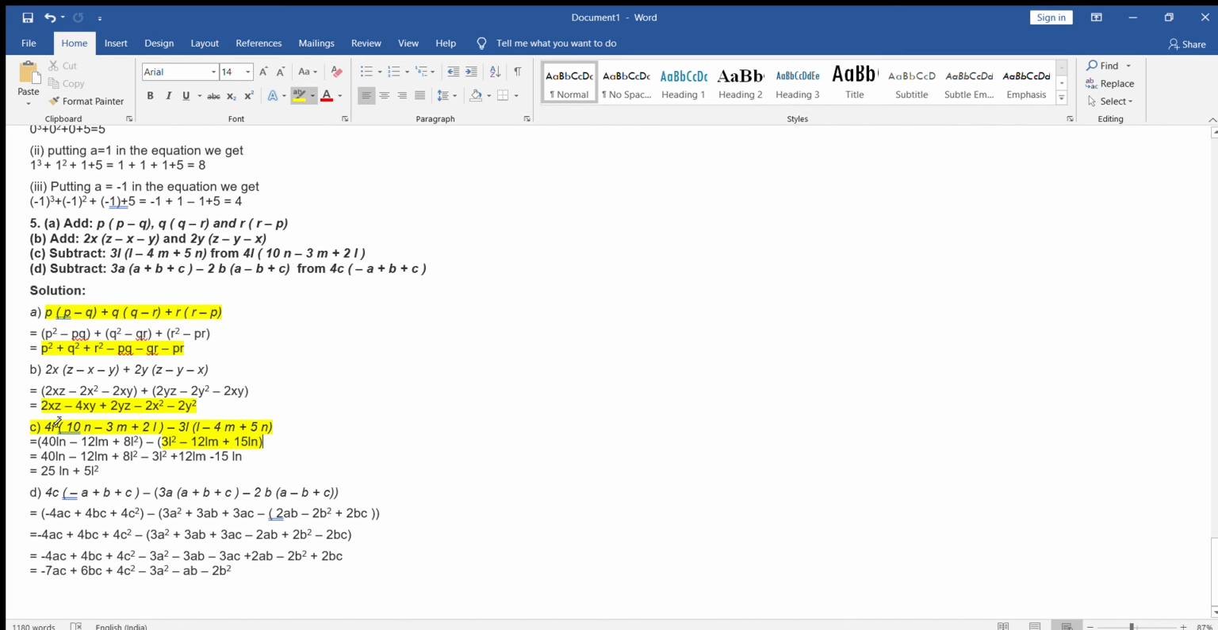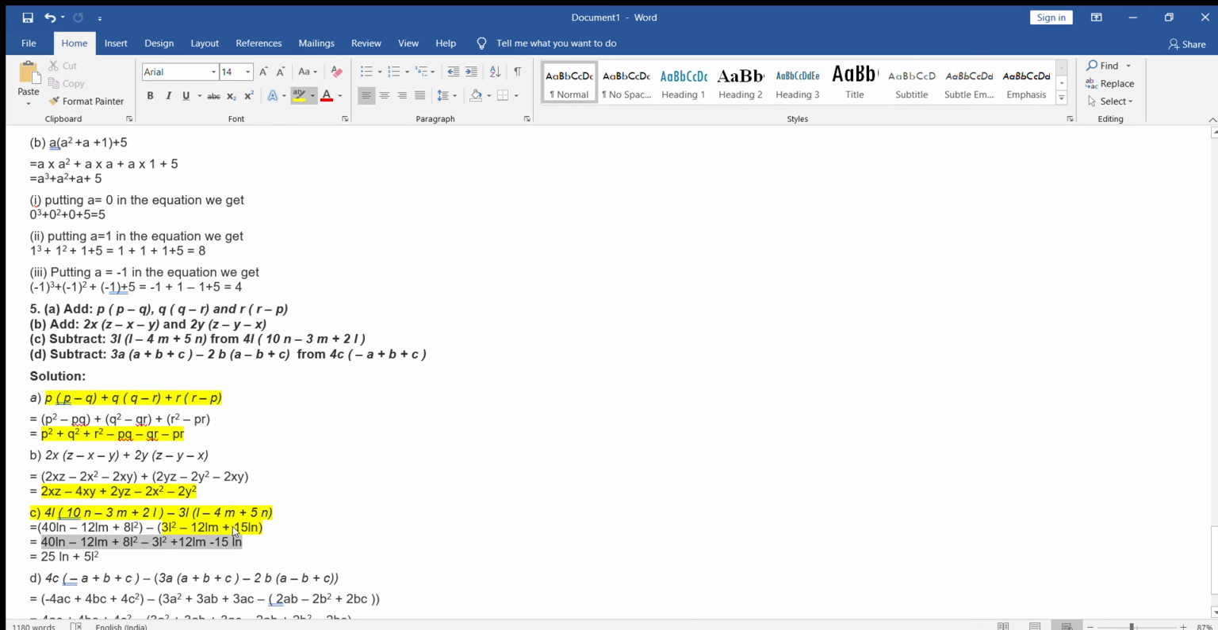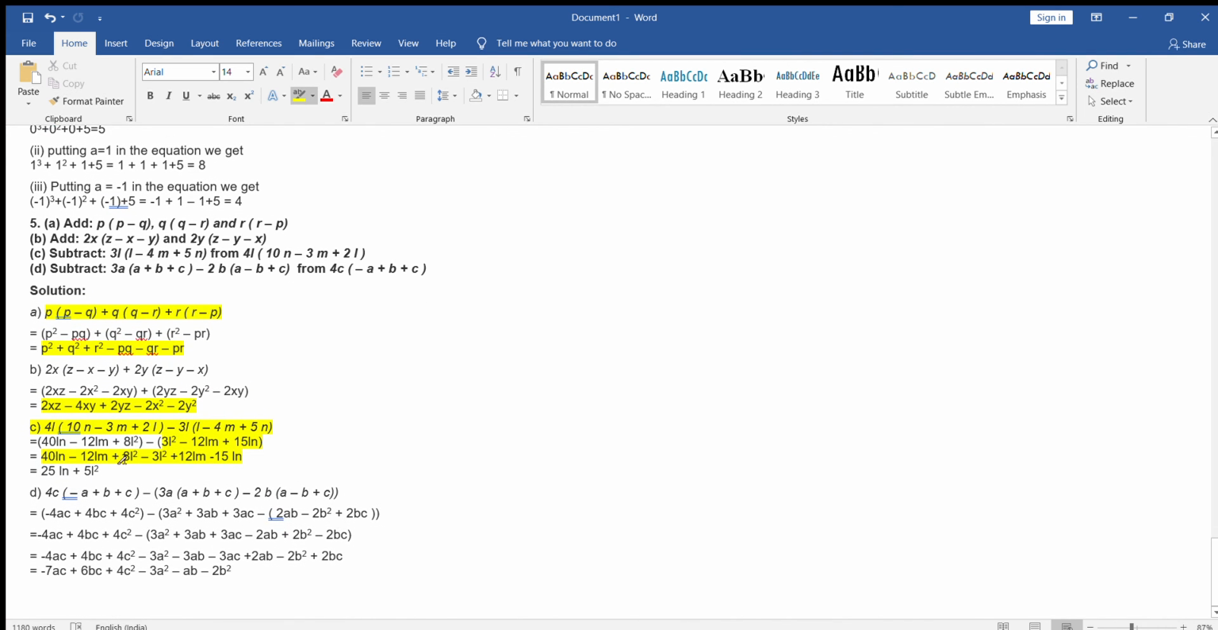Okay, just see. 4l will multiply by 10n, we are getting 40ln. Similarly we are getting all the solution. Now we will open the bracket. Opening the bracket, we will change the sign. Now find out the like term. Here like terms are 40ln and minus 15ln. And 12lm and minus 12lm will cancel out because both are same, 0. And 8l square minus 3l square, we are getting plus 5l square.